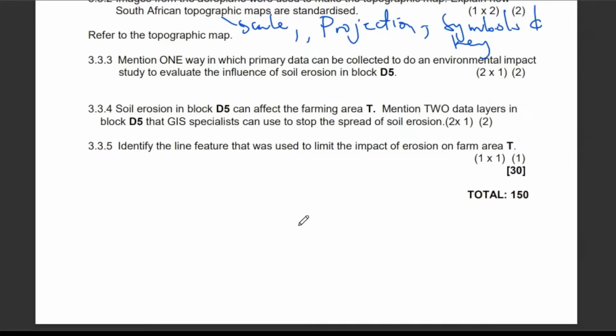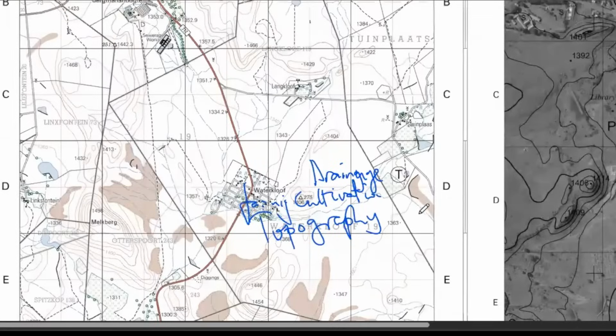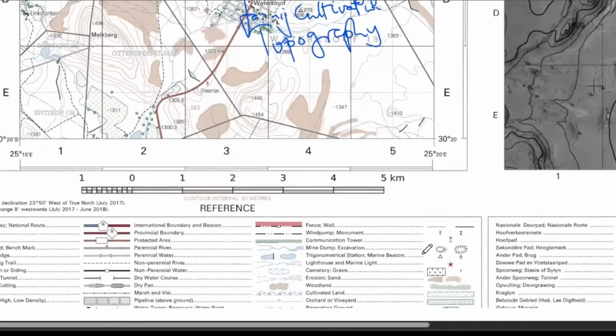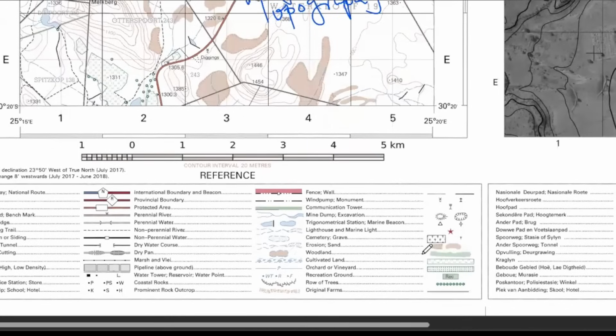Right, then it says identify a line feature that was used to limit the impact of soil erosion on farm area T. A line feature that was used to limit soil erosion, farming area T. Right, if we check, we have this line feature, this black line here. What are those lines for? We check on our map.